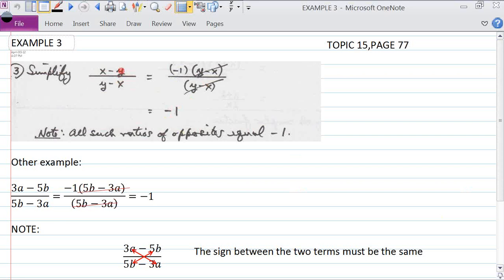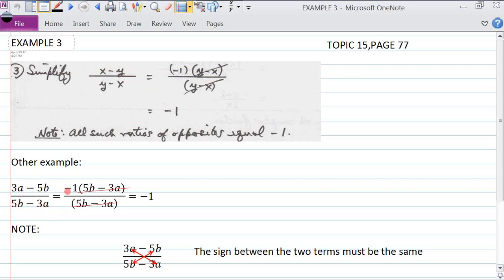So essentially, you'll notice this term here becomes this term over here. This term here becomes this term here, and there's a minus here. In order for it, it will always reduce to minus 1. Let's say I have (3a minus 5b) over (5b minus 3a).